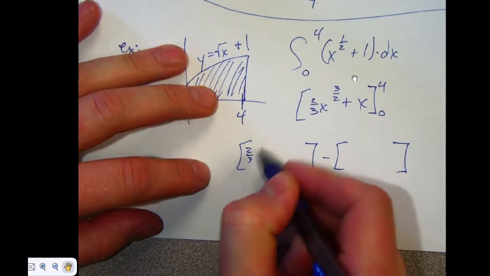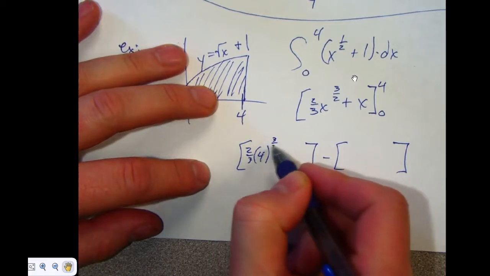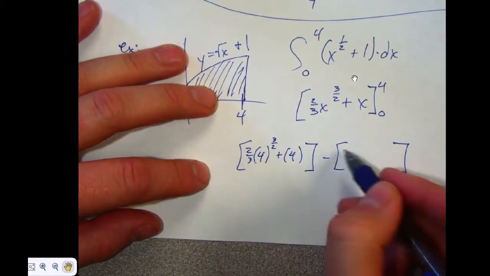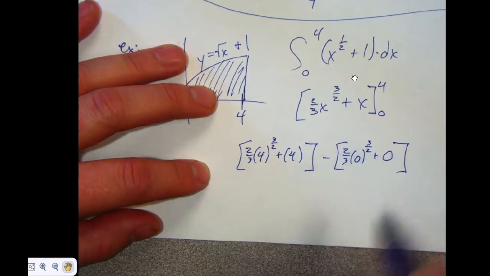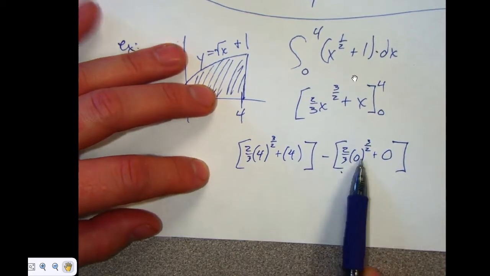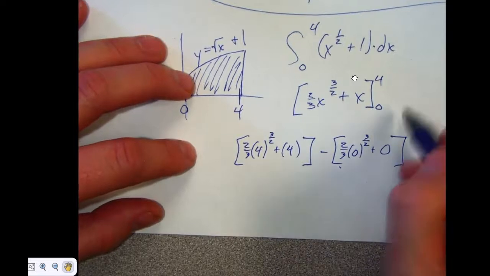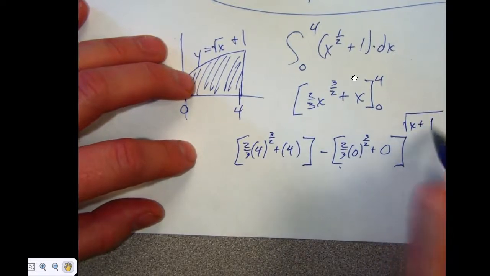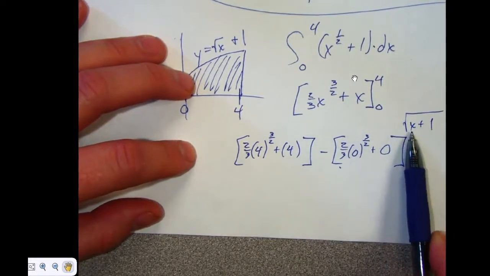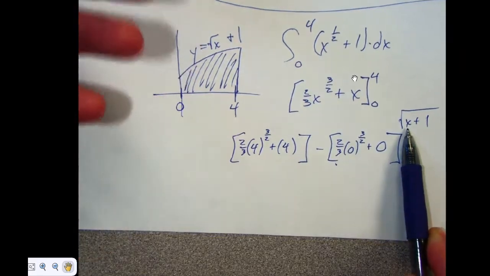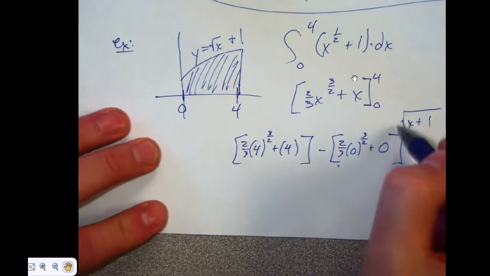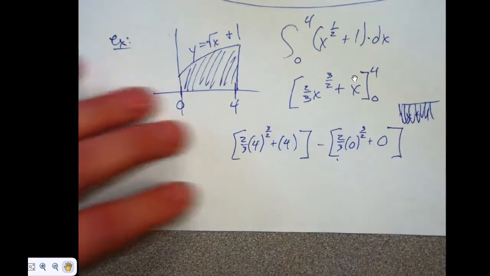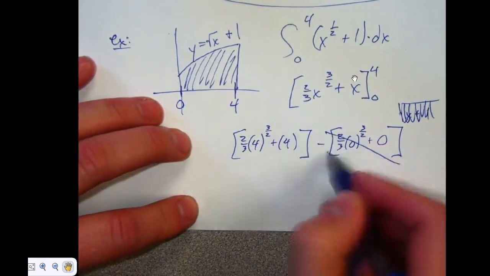This is going to be 2/3 times 4 to the 3/2 plus 4. This one's nice, and this doesn't happen every time, it's a 0. But in this one, what do you subtract? It just goes away. But if it was, for example, the square root of x plus 1, if you plug a 0 into that, it wouldn't go away, right? So don't always think, oh, it's a 0, it's going to go away, because that's not necessarily true. In this one, it does. Usually it does, but not always. So this is just gone.